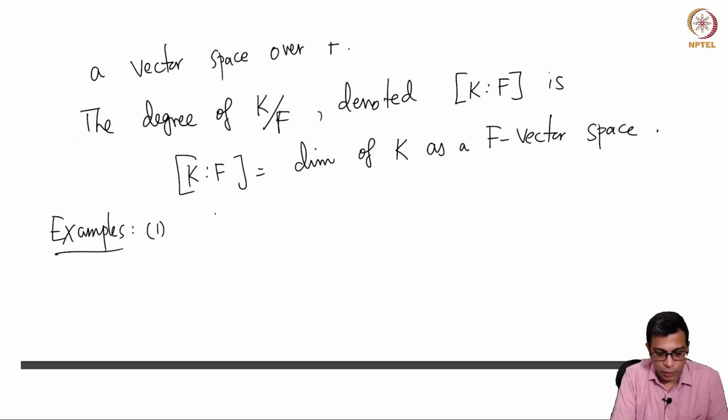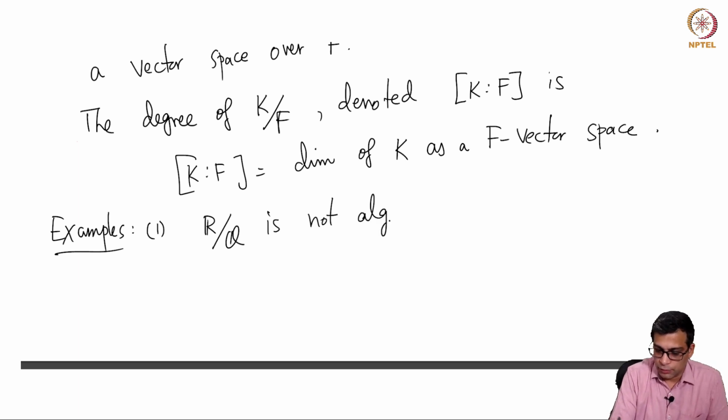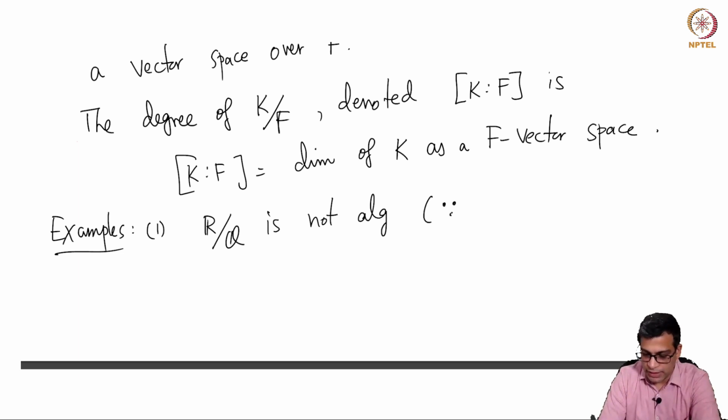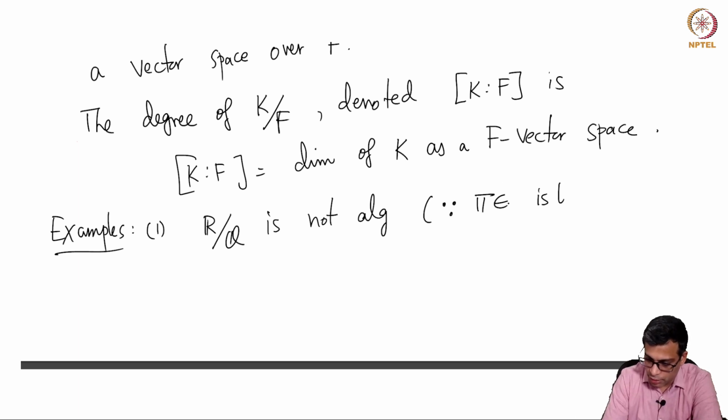First one, we know that R over Q is not algebraic. The field extension R over Q is not algebraic. Remember, an algebraic extension is an extension where every element of the bigger field is algebraic over the smaller field. So even if there is one transcendental element, the extension will not be algebraic. The reason here is pi in the real numbers is transcendental over Q.